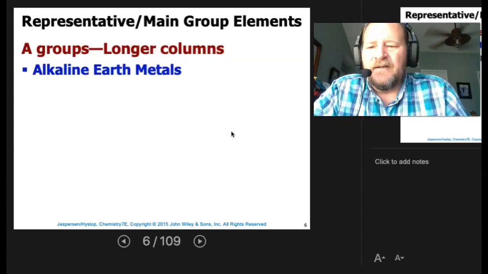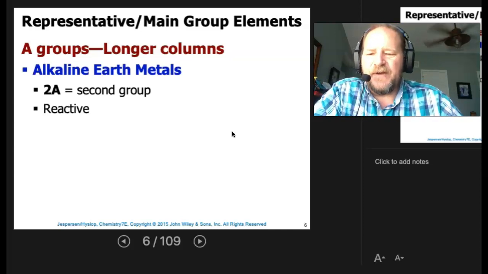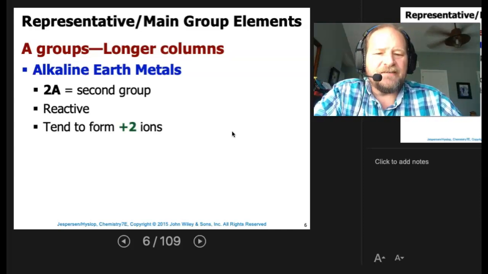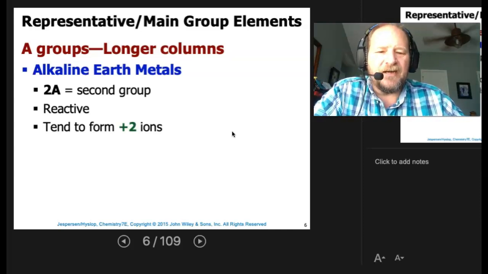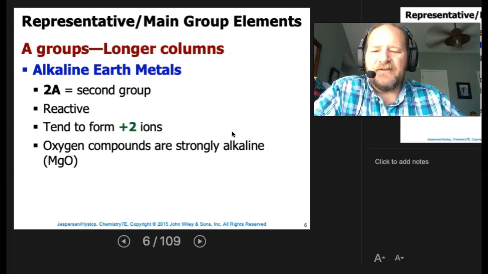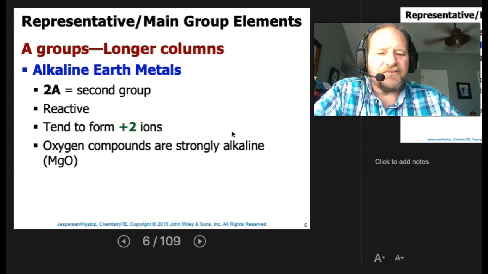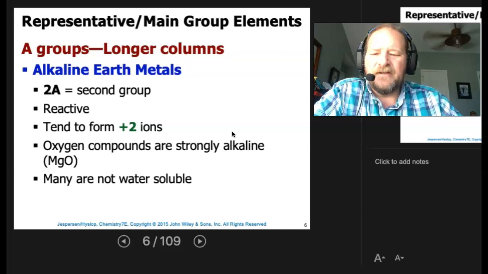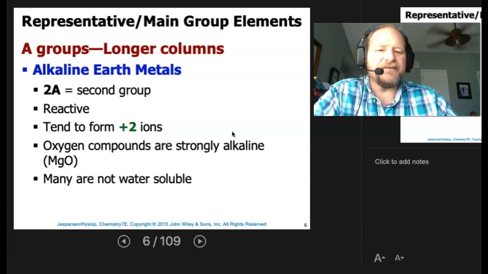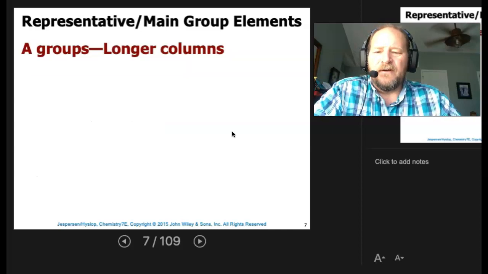All right. So alkaline earth metals is your group 2A. They are also very reactive. They tend to form the +2 ion. Oxygen compounds are strongly alkaline still, so we still have a strong base when we mix them with oxygen. But these are typically not water soluble. So it makes it a little bit tougher to get them to be bases, if you will, like we think of bases in solution.